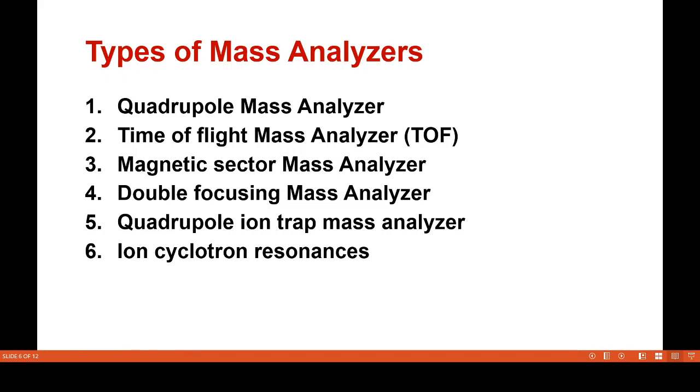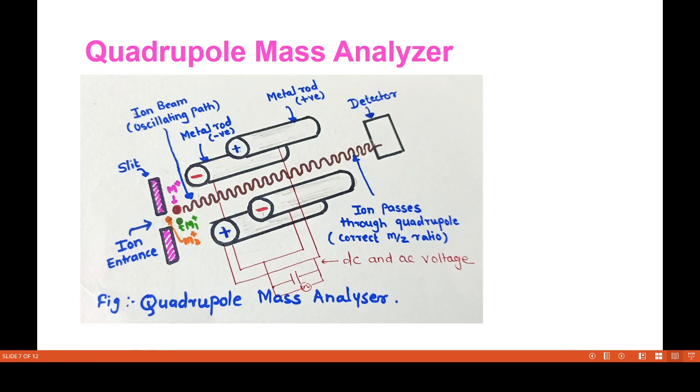Okay, then we start with our first mass analyzer, that is the quadrupole mass analyzer. So this is the figure for the quadrupole mass analyzer. Quadra means 4. So in this figure we see that there are 4 cylindrical rods. They are arranged in a square and they are parallel to the ion beam.